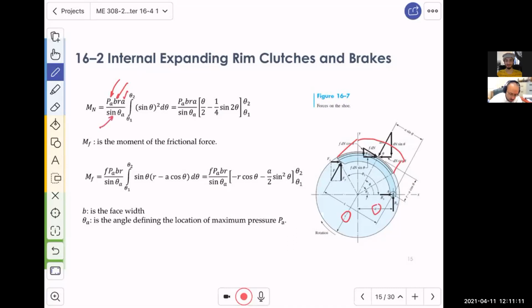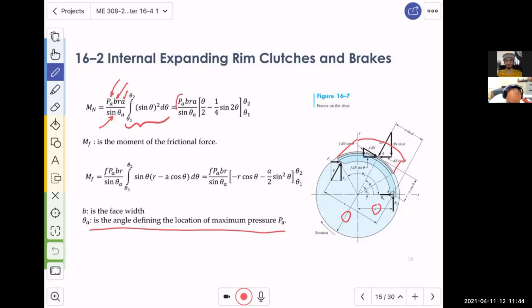And then we have sine theta A. You remember theta A? Theta A, we said, is the angle defining the location of maximum pressure. And we said for a short shoe, that angle is theta 2. For a long shoe, that angle is 90, period. So you will see that you only need to integrate this, which is not very difficult. So it has been integrated for you.